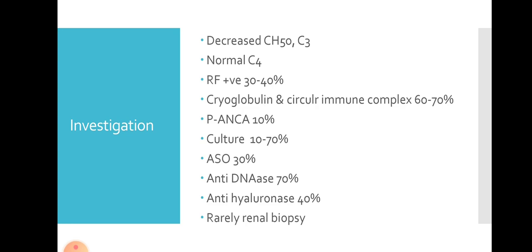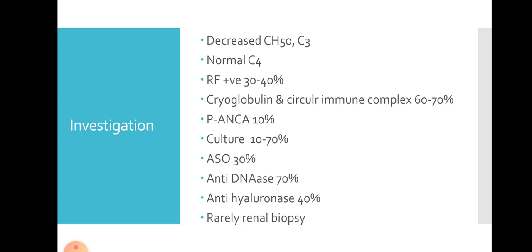On investigation, we see there is decreased CH50 and C3 complement, whereas C4 is normal. The RF factor is positive in around 30 to 40% of the population affected by PSGN. Cryoglobulin and circulating immune complex are present in up to 60 to 70%.